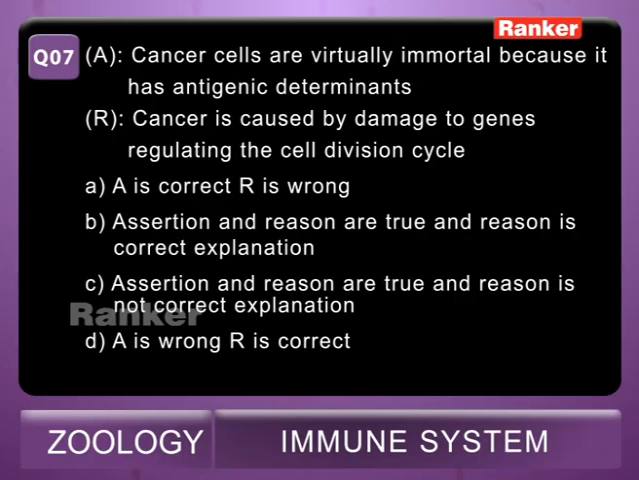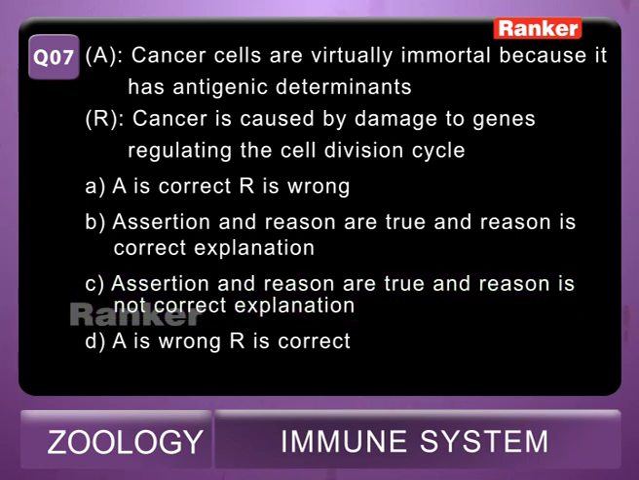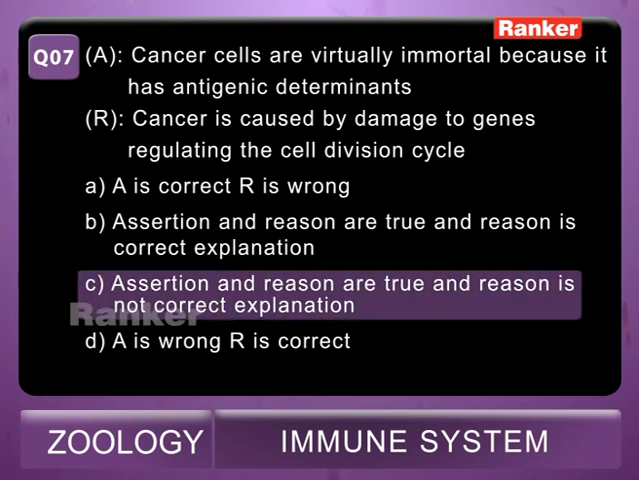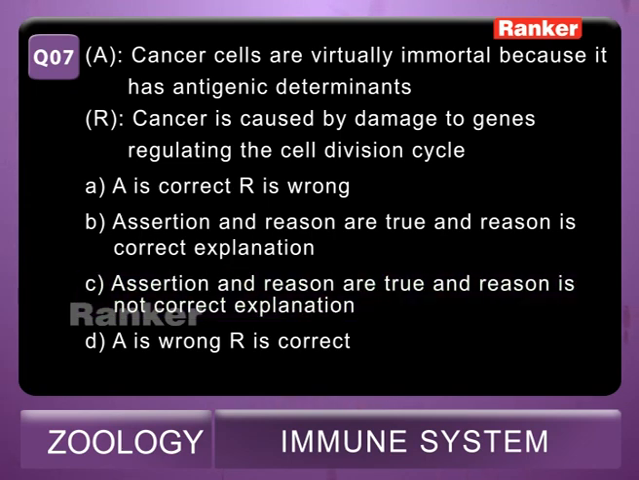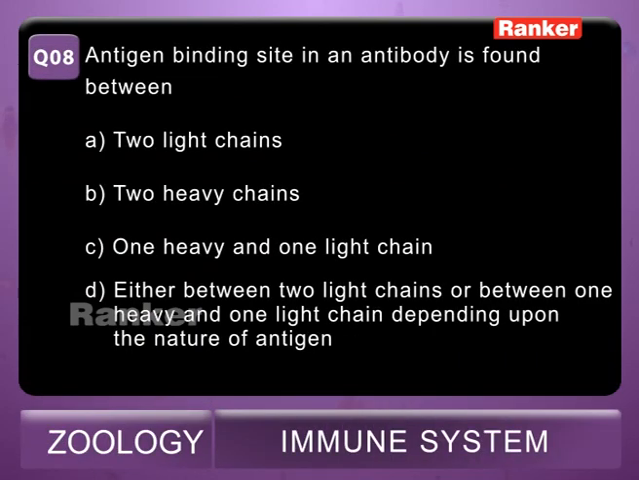So, here the seventh question, assertion and reason are correct, but reason is not the correct explanation of assertion. So, the answer should be C, that is both assertion and reason are correct, but reason is not the correct explanation of assertion. So, seventh question option is C. Now, I will read out the eighth question for you. Antigen binding site in an antibody is found between A, 2 light chains, B, 2 heavy chains, C, 1 heavy chain and 1 light chain, D, either between 2 light chains or between 1 heavy chain and light chain depending upon the nature of the antigen.